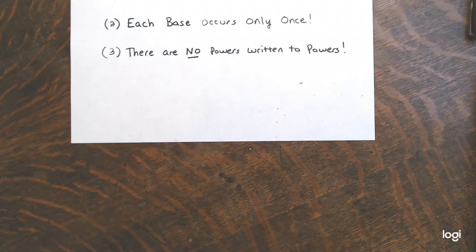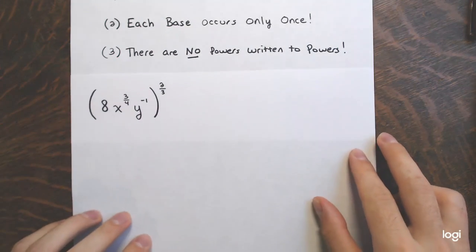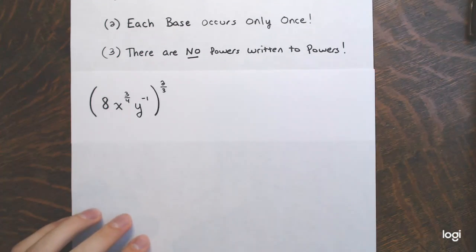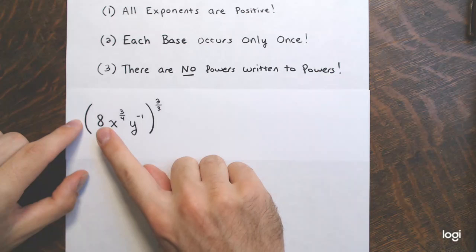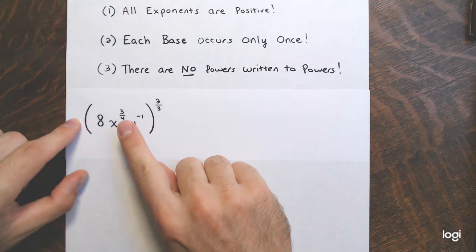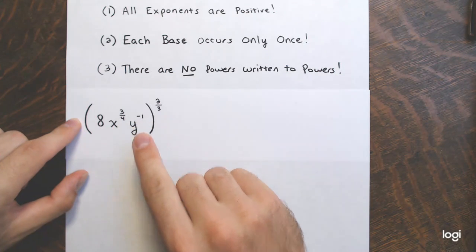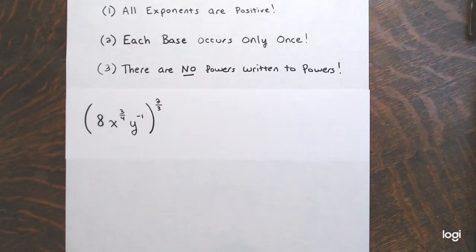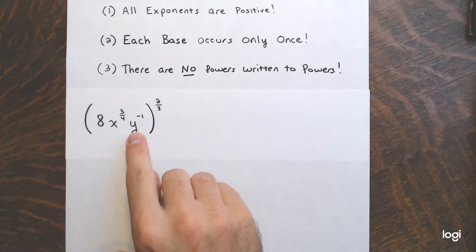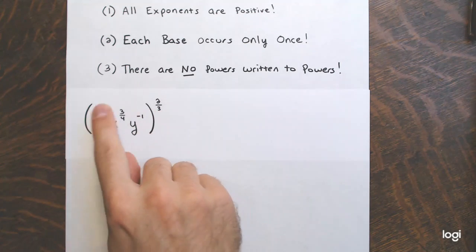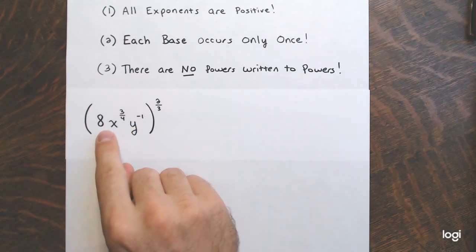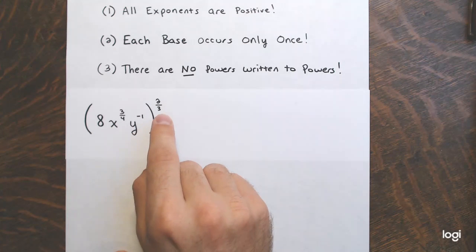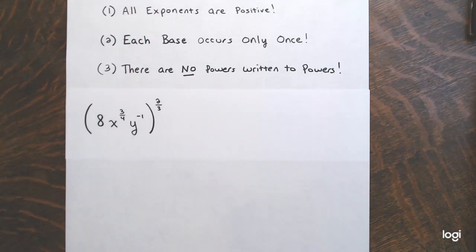So my next example. I have in parentheses 8 times x to the 3/4 times y to the -1. And then this whole thing is being raised to a power. So this is a product, right? This is multiplication when they're touching like this. There's no pluses or minuses in here. This is being raised to 2/3.